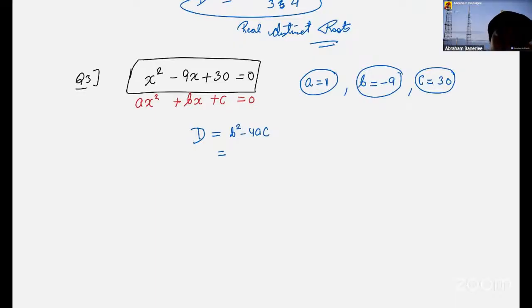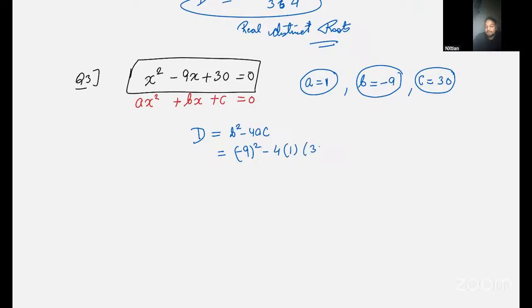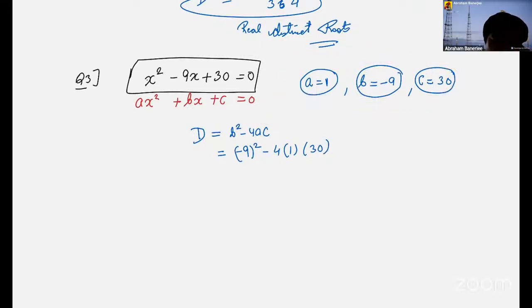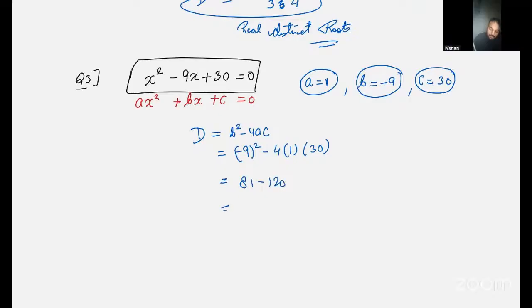Now what is the value of b? Minus 9, square, minus 4 into a, which is 1, and c, which is 30. I just put these values into this formula. Got it? Minus 9 square is 81. And 81 minus 4 into 30, which is 120. So what will you get as the answer? You will subtract it. Yeah, minus 39. Yes.